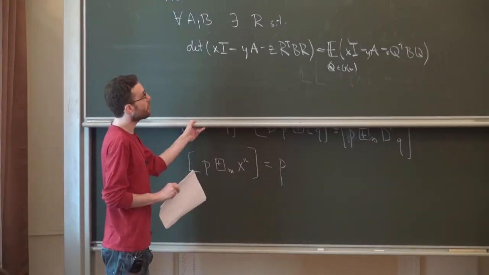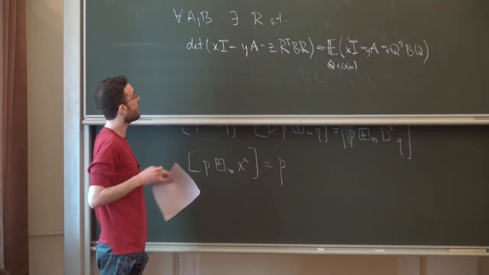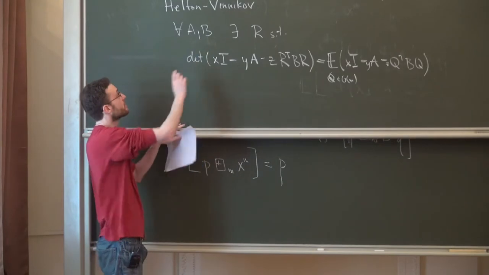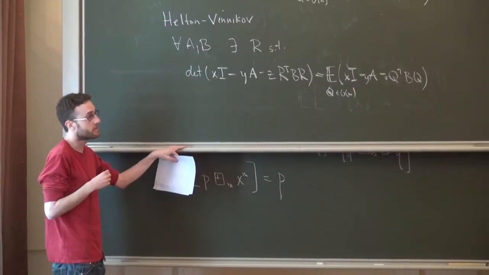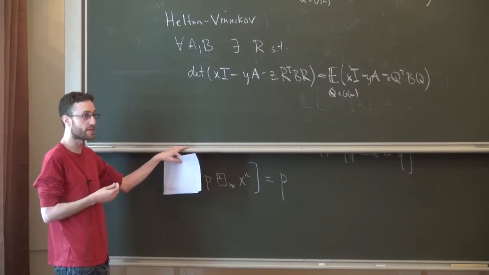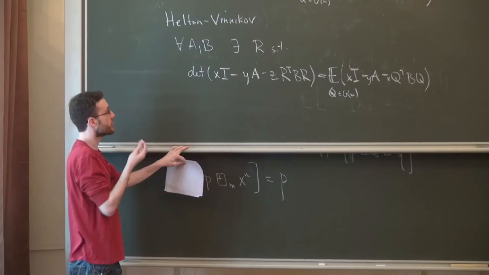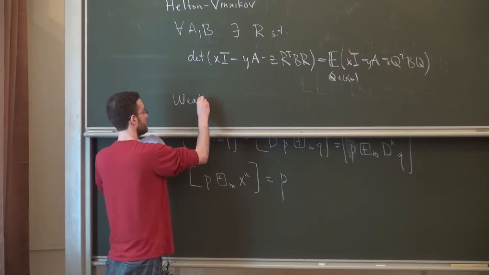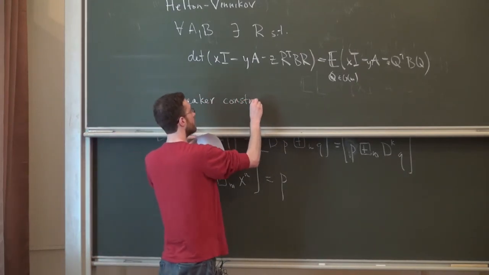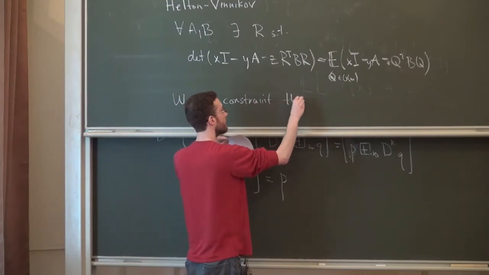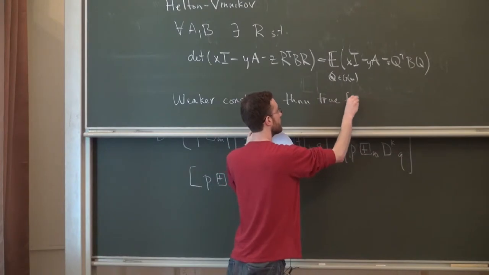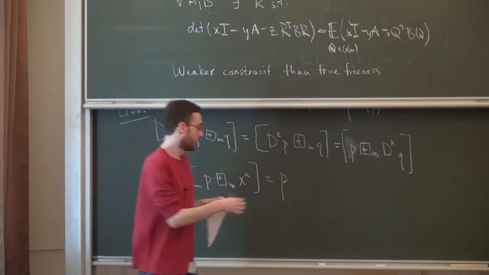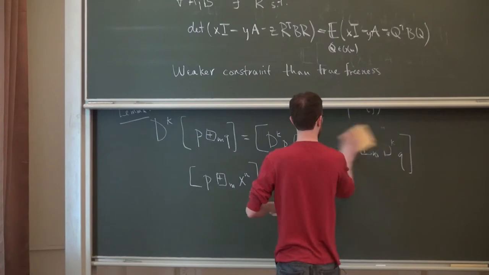Okay, and if you remember what I said from yesterday, two random variables, or two matrices, well, two operators can only be free if they exist in infinite dimensions, or if one of them is a multiple of the identity. So already this should tell you that what's happening here is weaker than freedom. So we're certainly a weaker constraint than true freeness. And well, I'll claim that's a good thing.